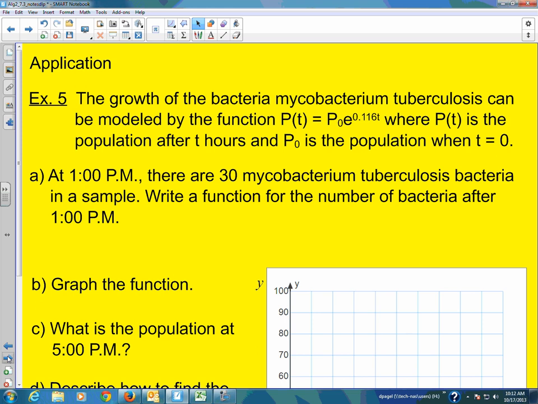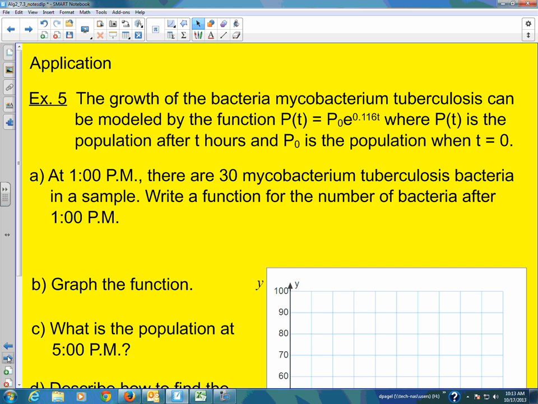All right, at 1 p.m., there are 30 Mycobacterium tuberculosis bacteria in a sample. Write a function for the number of bacteria after 1 p.m. So writing a function, again, that's going to be our modeling right there. Function is comparing two variables, two different quantities. In this case, we're comparing population and time. And we're going to do this from a situation where we have 30 Mycobacterium in the sample. We're starting this at 1 o'clock, so we're modeling since then.